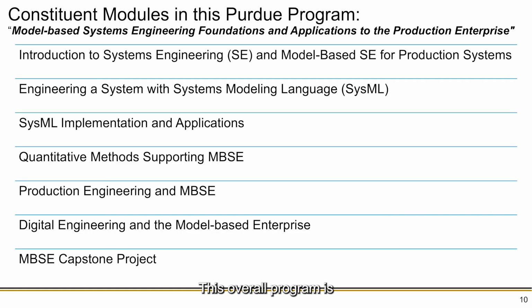This overall program is divided into 7 modules. First, we will begin with an introduction to systems engineering and model-based systems engineering for production systems. This module will set the foundations for applying systems engineering and model-based systems engineering to complex production systems, and also establish the value proposition of why MBSE is so critical for future systems.